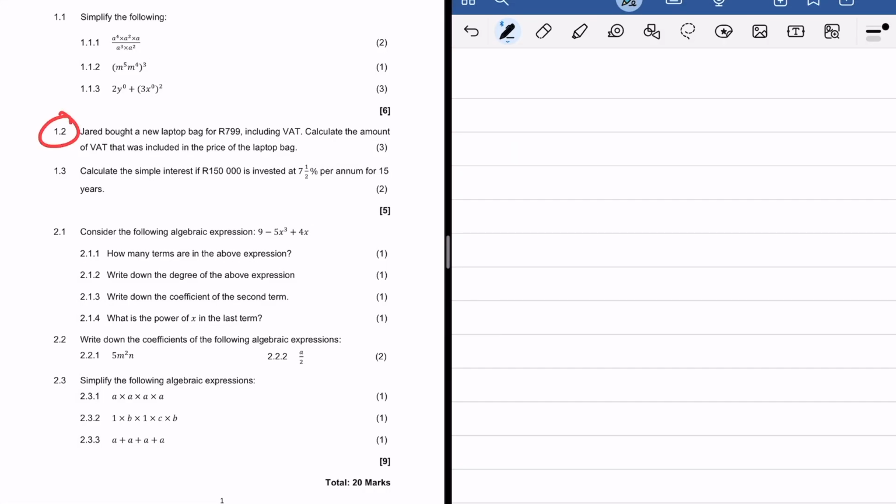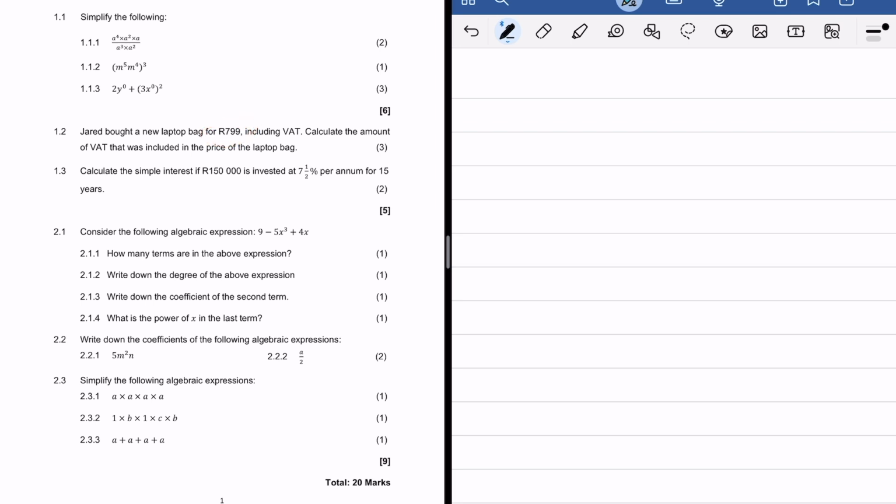So 1.2. Jared bought a new laptop bag for 799 Rand, including VAT. So VAT is included in 799. They want us to calculate the amount of VAT that was included in the price of the laptop bag. So this question needs to be answered after you have read and understood what they actually want you to do here. They want the amount of VAT.